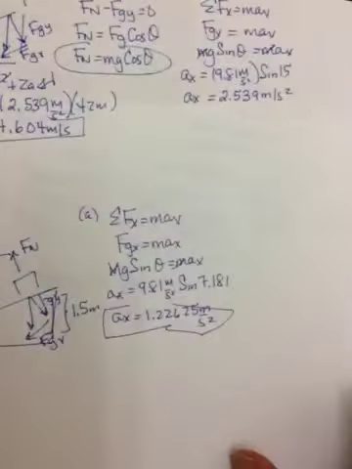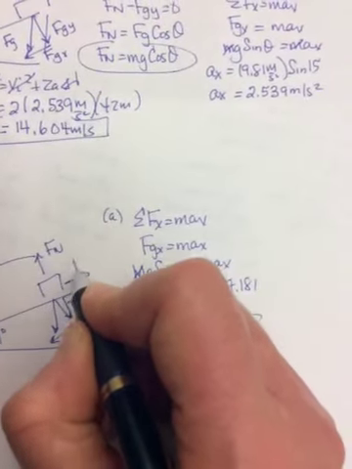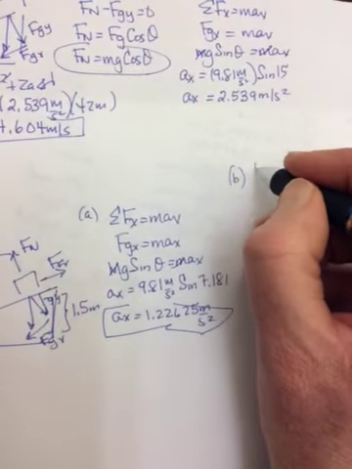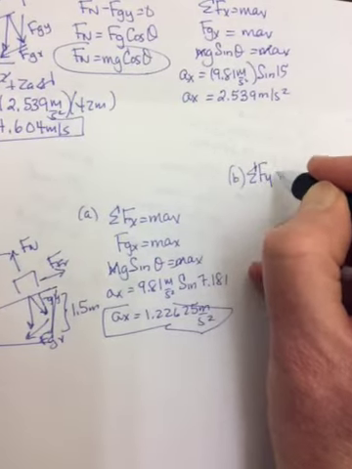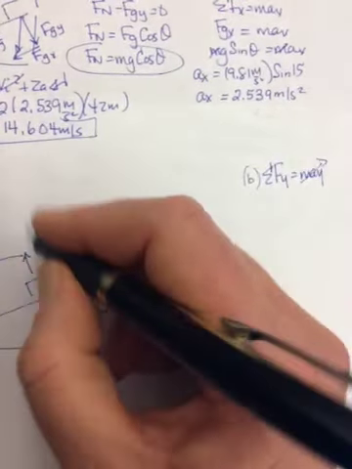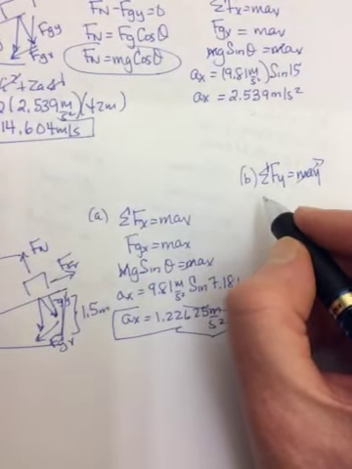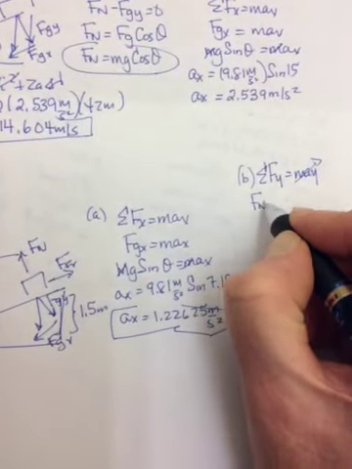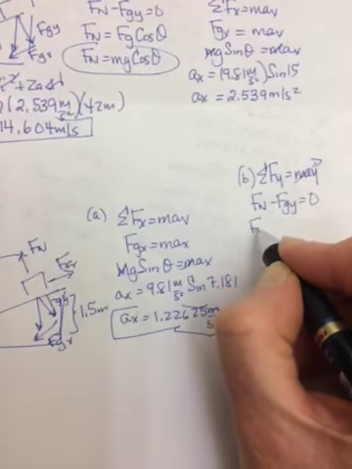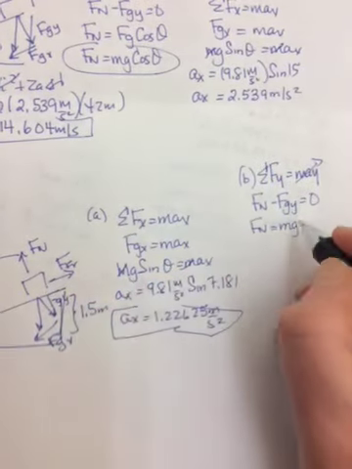That's part A. Part B actually adds friction in, and since the cyclist is coasting down, friction would be going up. So now in B, we have to do sum of the forces in the Y is equal to may, but the cyclist isn't moving in the Y, not floating in the air or falling through the incline. So in the Y direction, we have Fn minus FGY equals 0. So Fn will equal mg cos theta.